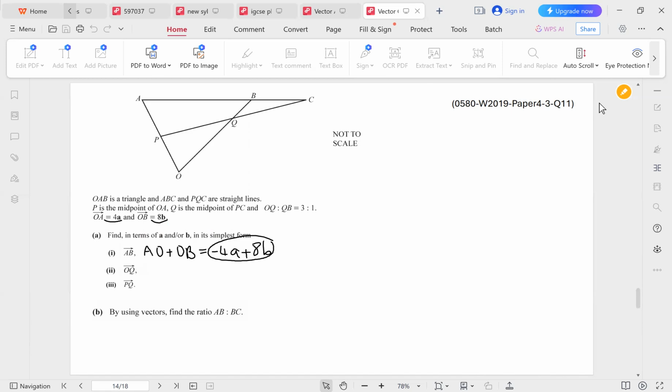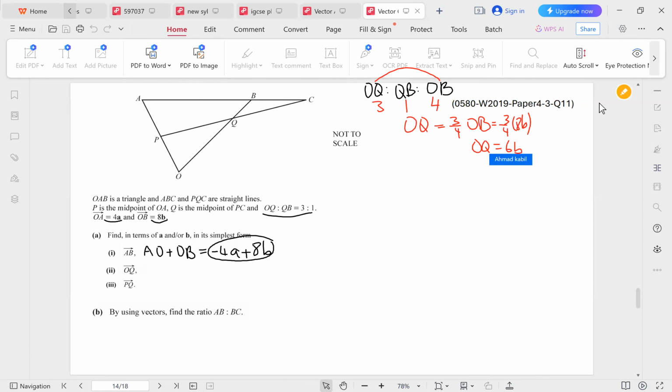Next, we want to get OQ. So we have OQ here as a ratio. Let's construct the proper ratio now. So we have OQ to QB, and the total segment would be OB. And the ratio given is 3 to 1, so this would be 4. So we're interested in OQ, so let's link that to the total. OQ equals 3 over 4 OB. Can we get OB? Yes, we can. OB is actually 8b, it's already given. So that would just be 3 over 4 times 8b. And you can simplify, you get 6b. So OQ equals 6b.